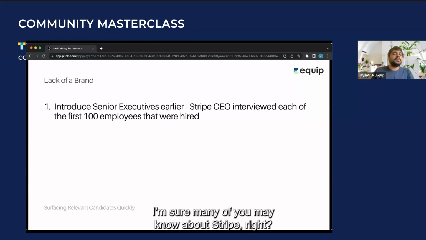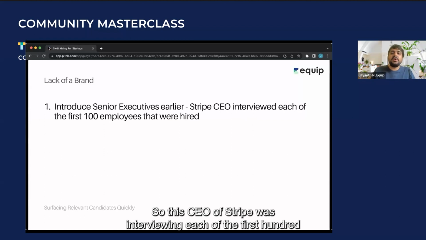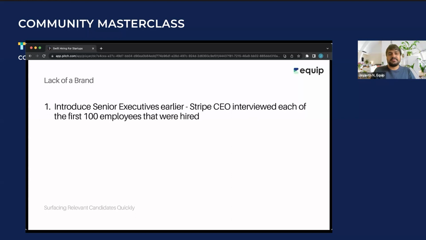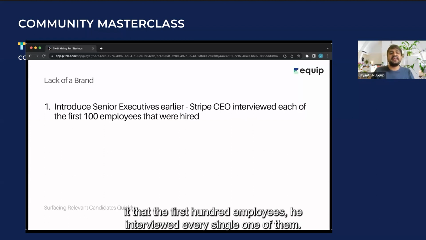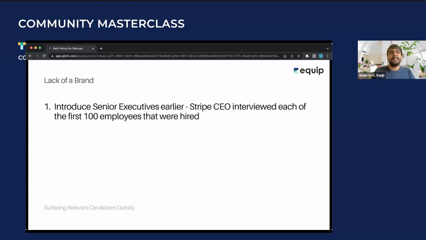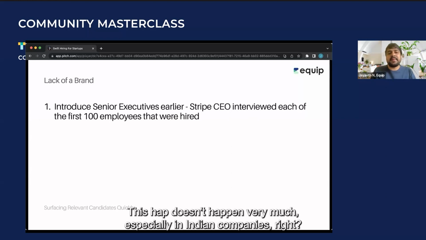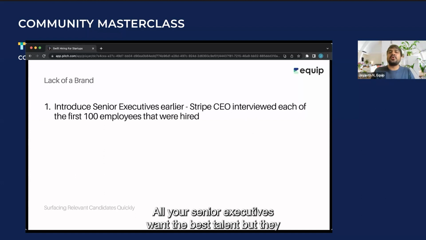Okay, I'm sure many of you may know about Stripe, right? So the CEO of Stripe was interviewing each of the first 100 employees until they were hired. For the first 100 employees, right? I think by employee 15 or so, Stripe was already a success. But he saw to it that the first 100 employees, he interviewed every single one of them. This doesn't happen very much, especially in Indian companies, right? All your senior executives want the best talent, but they don't want to do any work for it.